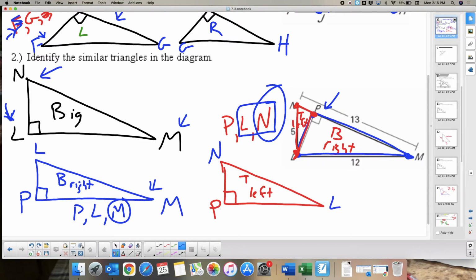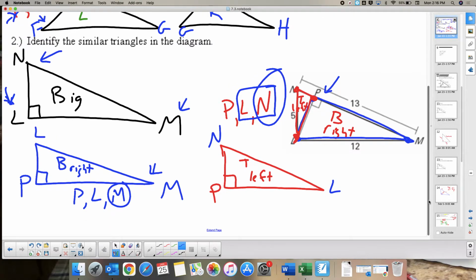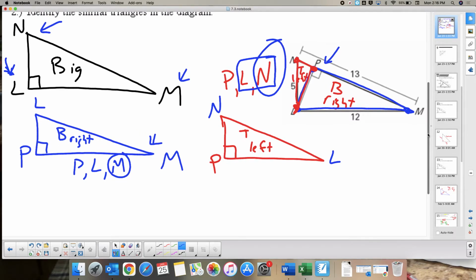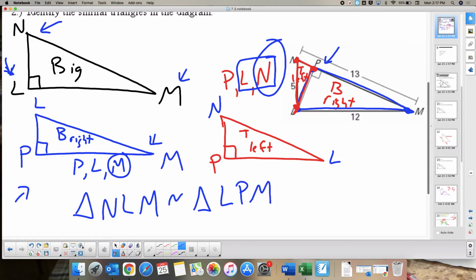When we identify our similar triangles here, we can name our big triangle however we want. Me, I'll name it triangle NLM. It's similar to triangle. Let's do the bottom right one, the blue one over here. If we do NLM for the first, we do LPM for the second, and we do NPL for the third. And then it will just be labeling our figures, which is what we're going to get into next.